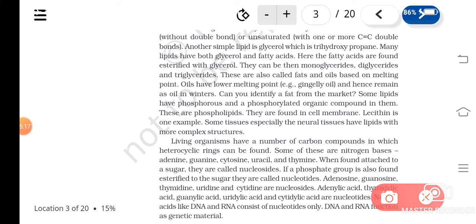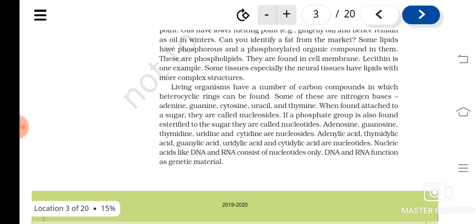Okay, the polymers of this are DNA and RNA. So DNA and RNA are made up of nucleotides. Nucleotides contain what? Sugar, a phosphate, and a nitrogen base. Depending upon the nitrogen base, it can be adenosine, guanosine, thymidine, uridine, and cytidine.